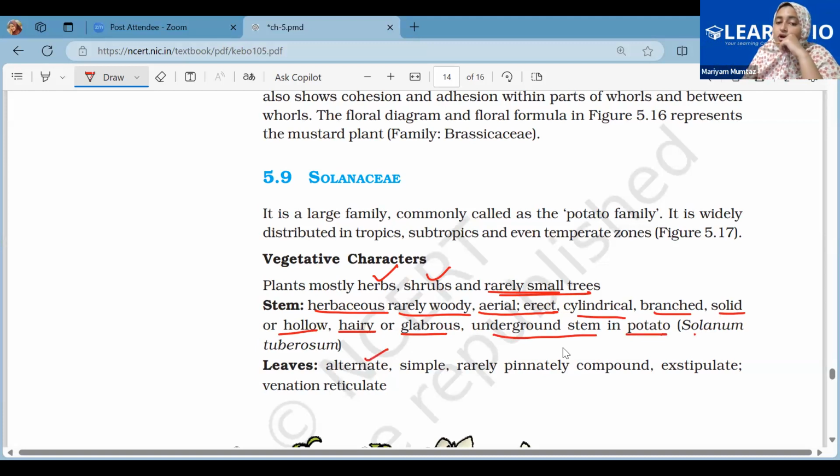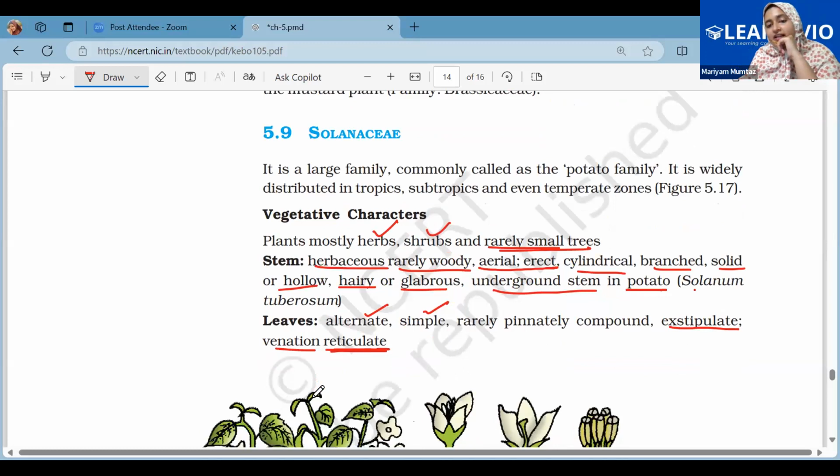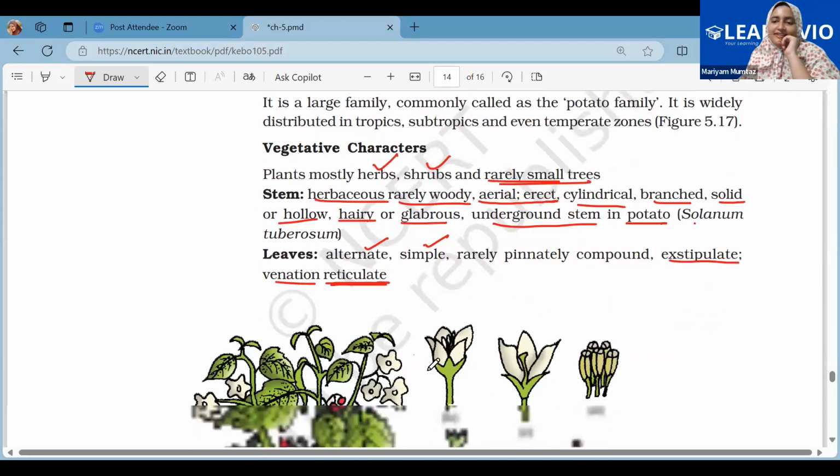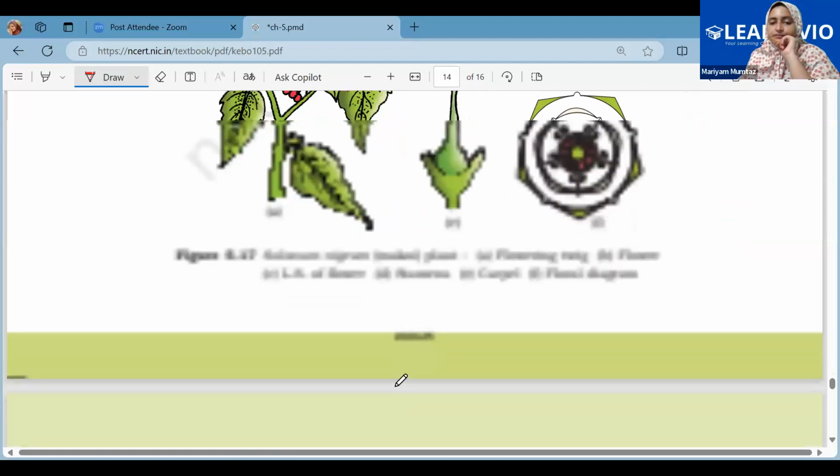Leaves are alternate, like have alternate phyllotaxy. Simple leaves are there, rarely pinnately compound. They are exstipulate, stipule is not present, and their venation is reticulate, meaning net-like venation is there. If I say that they have reticulate venation, are they dicots or monocots? If I say they have reticulate venation, they are dicots. Yeah, they're dicots. Monocots have parallel venation.